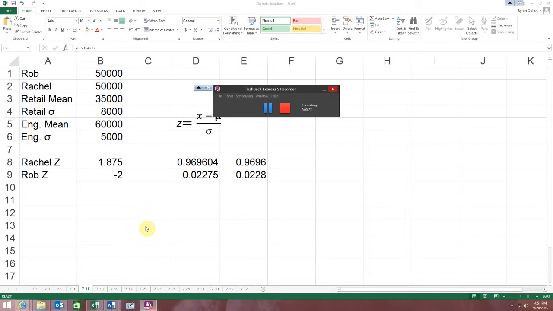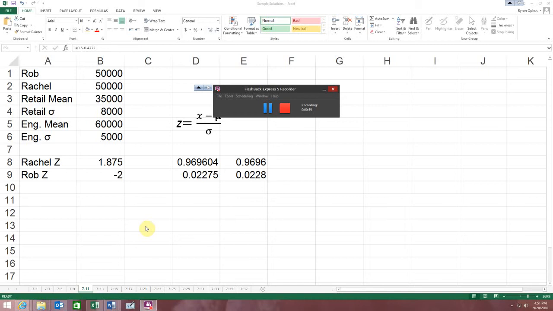A standard normal value, or a z value, is equal to x minus mu, being the mean, divided by the standard deviation. So in this case, for number 11, it says the Camp family has twins, Rob and Rachel. Both Rob and Rachel graduated from college 2 years ago, and each is now earning $50,000 per year. Rachel works in the retail industry, where the mean salary for executives with less than 5 years experience is $35,000, with a standard deviation of $8,000.